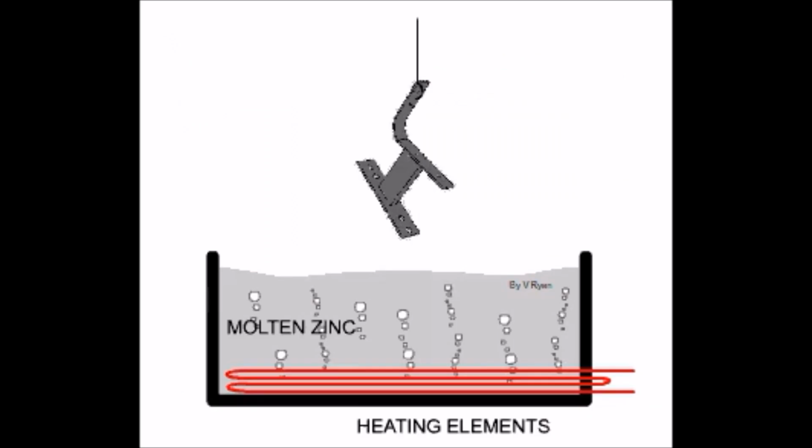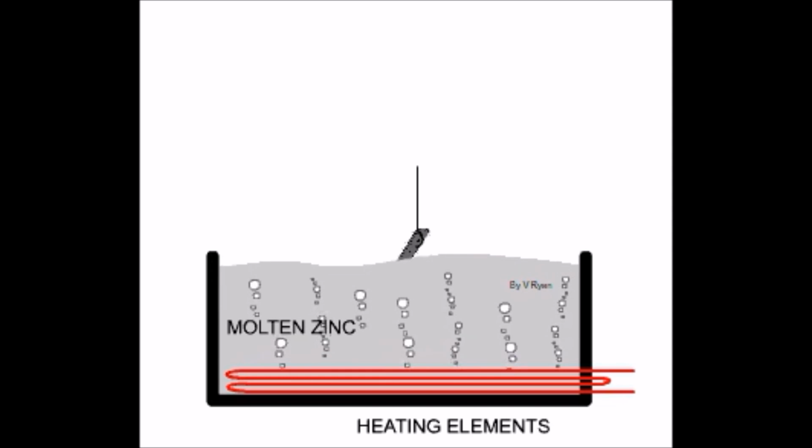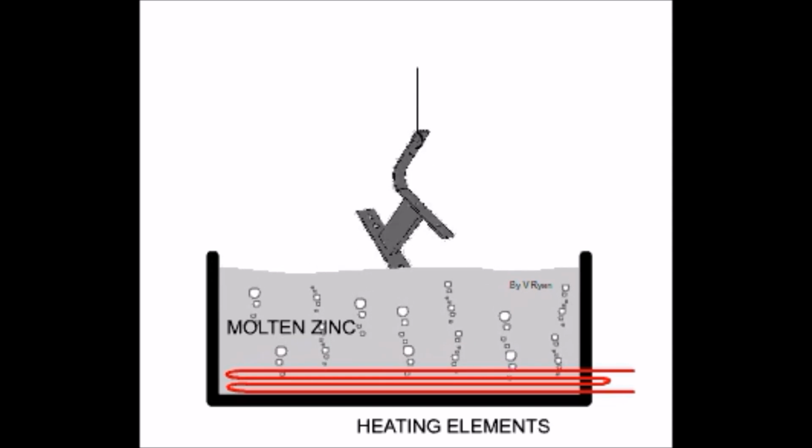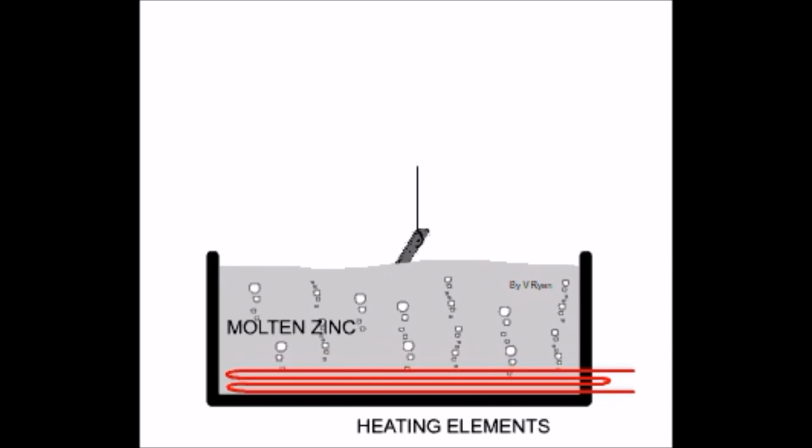What do you mean by the term galvanization? It is a method of protecting steel and iron from rusting by coating them with a thin layer of zinc. The galvanized article is protected against rust even if the zinc coating is broken.